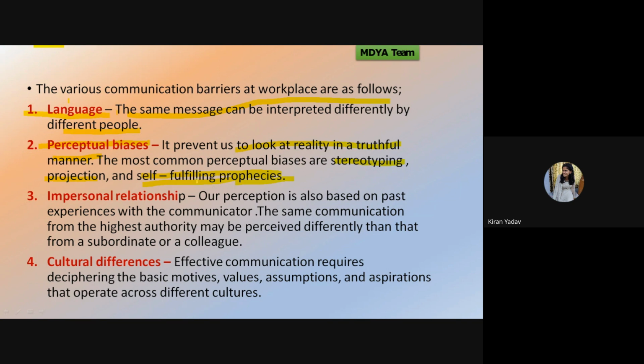Example of self-fulfilling prophecies. For example, you go on the road and you think that today I will have an accident. And then you start worrying, you don't pay attention on the road, on the traffic coming, and then you actually have that accident. So this is self-fulfilling prophecies.